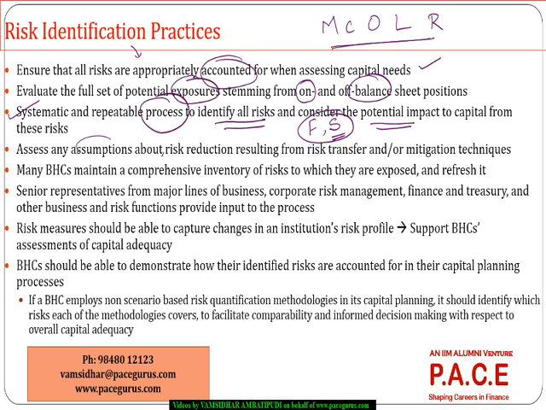And any kind of assumption that we are making, especially with respect to the risk reduction mechanisms, are there any kind of netting arrangements? Are there any kind of collateral arrangements? So any of these risk reduction, risk mitigation mechanisms, any kind of assumptions that are there, or risk transfer, some kind of insurance or alternative risk transfer mechanisms if they are there. So all those assumptions also need to be documented as a part of the risk identification practice.